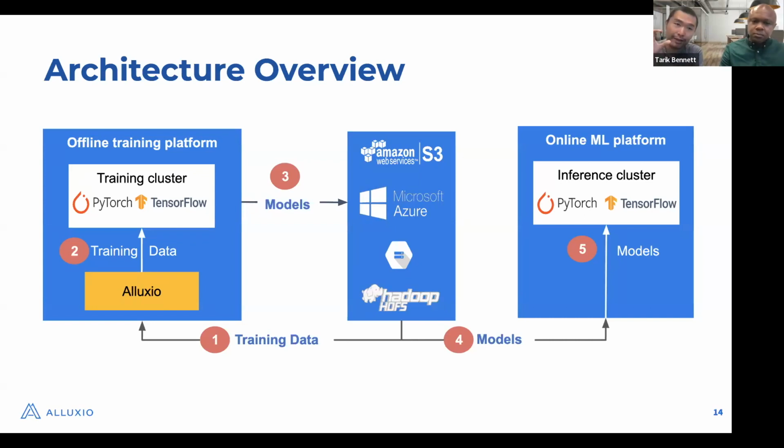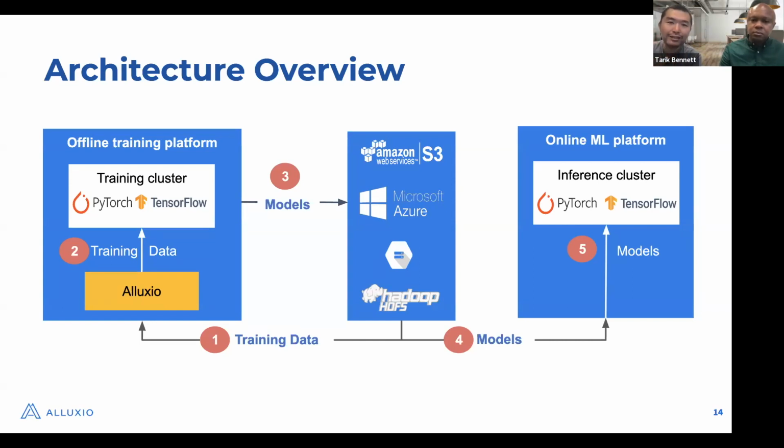This kind of model could be very big. It could be maybe 1 terabyte or whatever. So this model should be persisted to the underlayer storage, like HDFS or S3. And on the other side, they must have online clusters. We call them the inference clusters. They will do the model inferencing in this cluster.